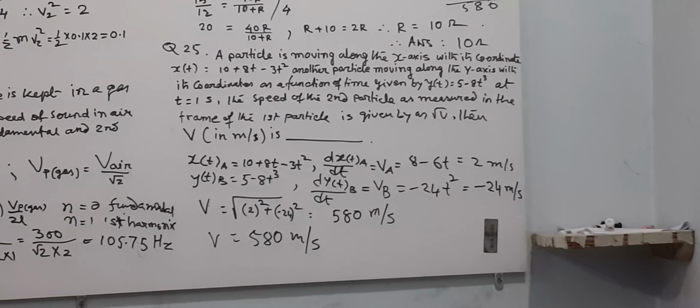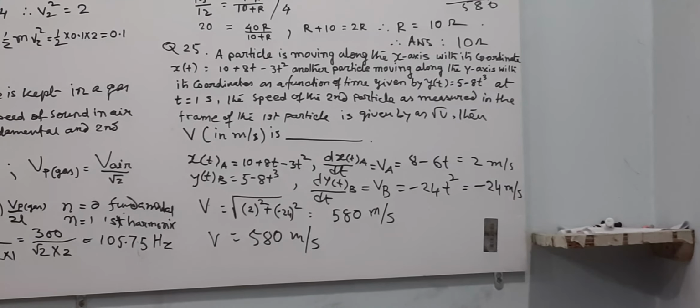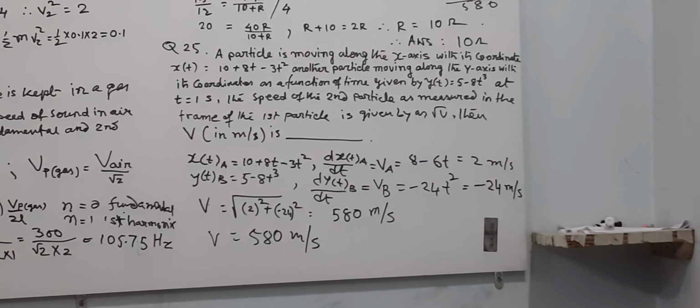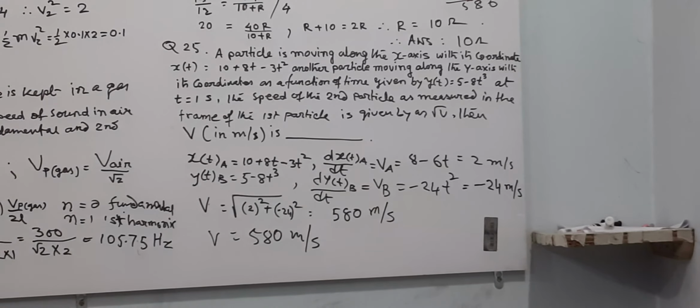A particle is moving along x-axis with its coordinate x as a function of time, that is 10 plus 8t minus 3t square. Another particle moving along y-axis with its coordinate as a function of time given by y equal to 5 minus 8t cube. At t equal to 1 second, the speed of the second particle as measured in the frame of the first particle is given by root under v. Then v in meter per second is.